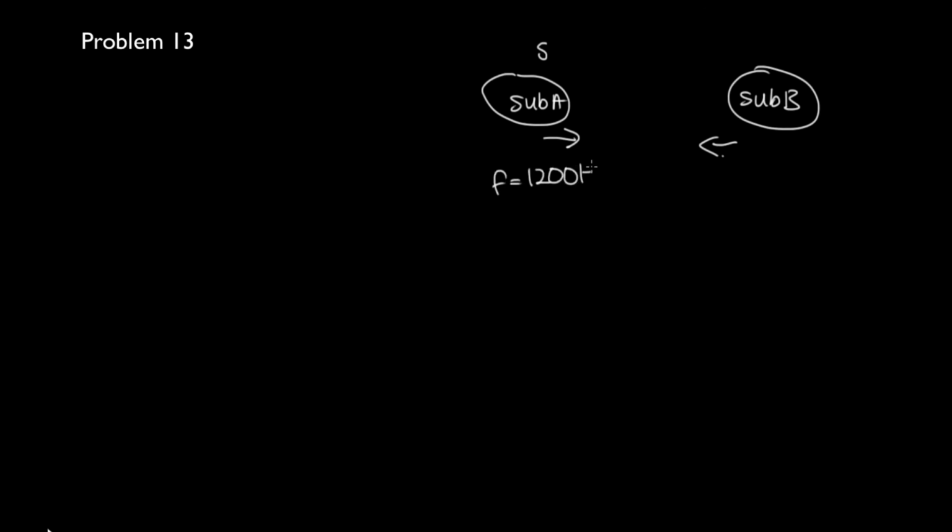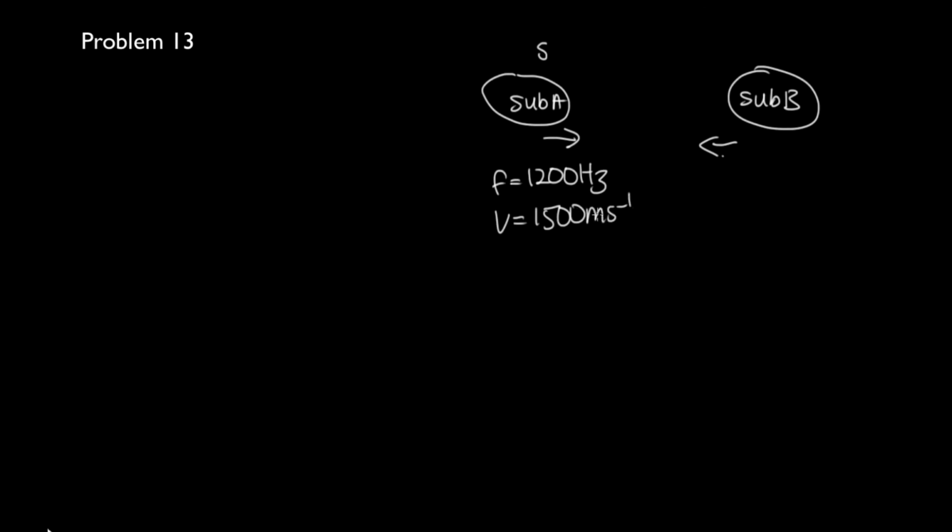Problem 13. So in this problem, we're told that two submarines, sub A and sub B, approach each other in a training exercise. Sub A, so sub A is the source, it sends a sonar signal with a frequency of 1200 hertz to sub B. The sonar signal travels through water with a speed of 1500 meters per second.